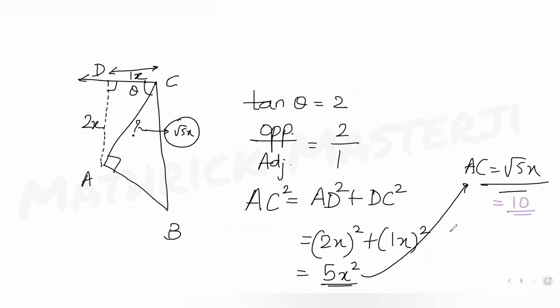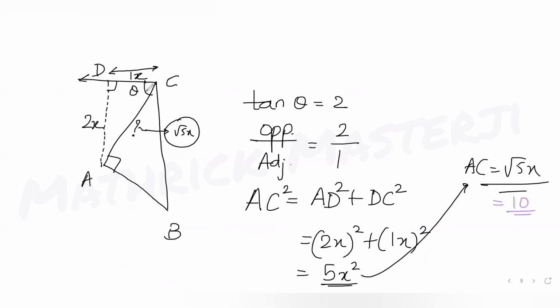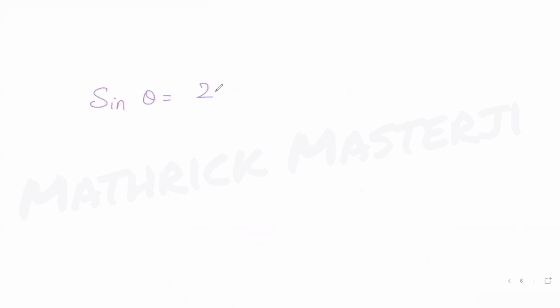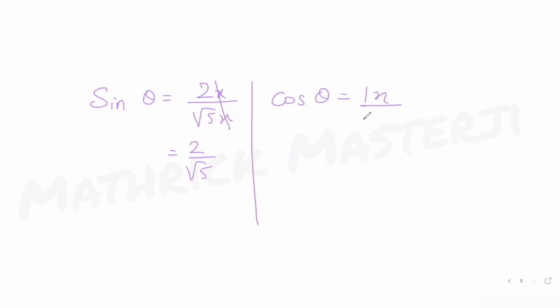So if I apply the idea, let's say I apply sine theta, we know it is opposite over hypotenuse. So it is 2x over root 5x. So x cancels, you get 2 over root 5. Cos theta also, if you try to find out, it becomes 1x over root 5x, and that makes it 1 over root 5. So you know cos theta, you know sine theta.